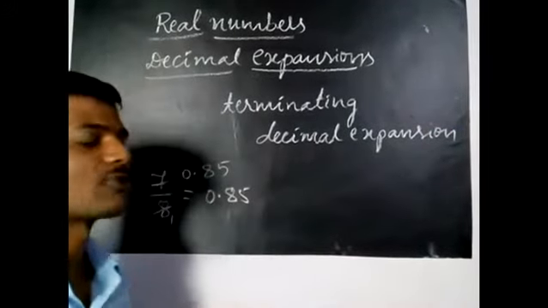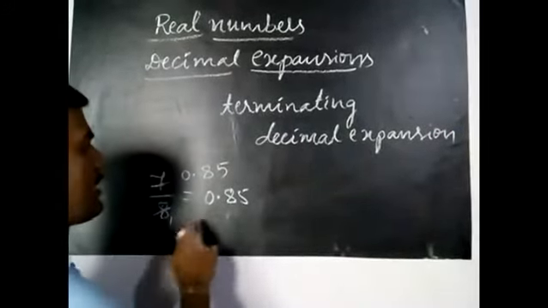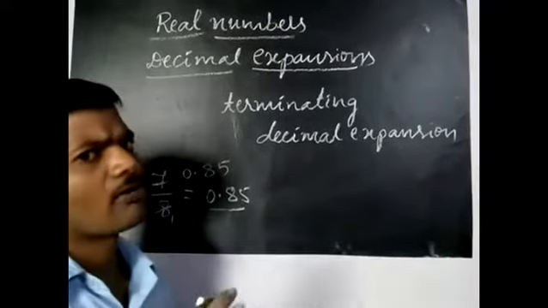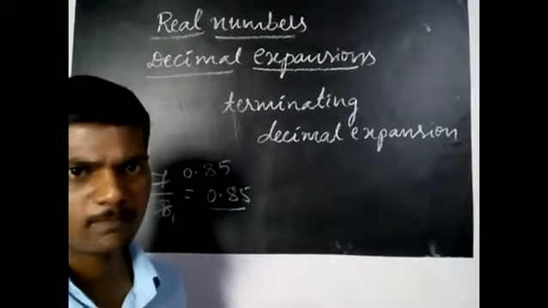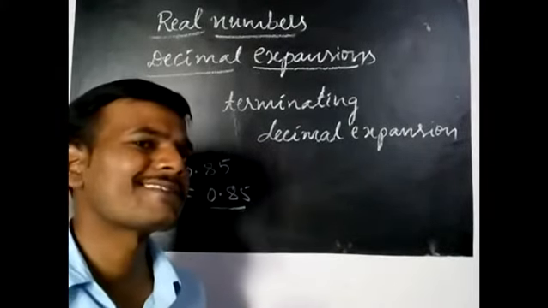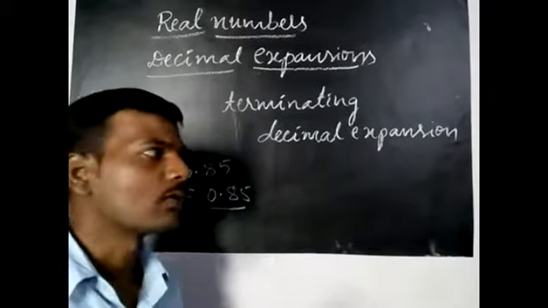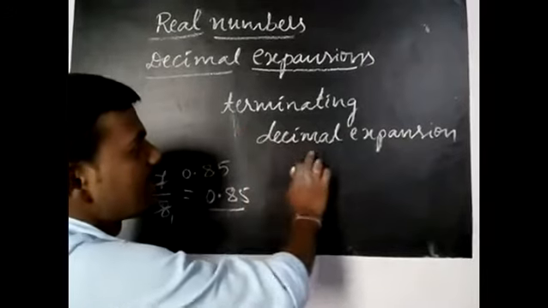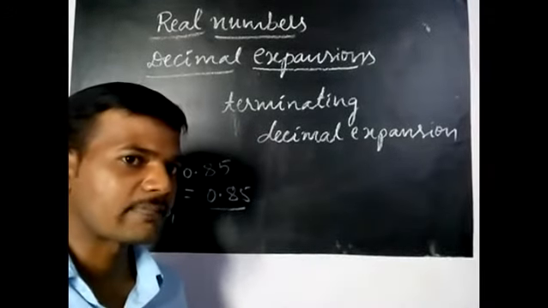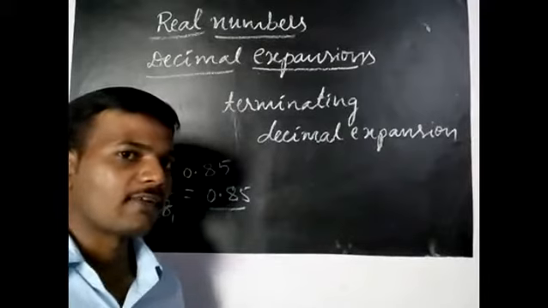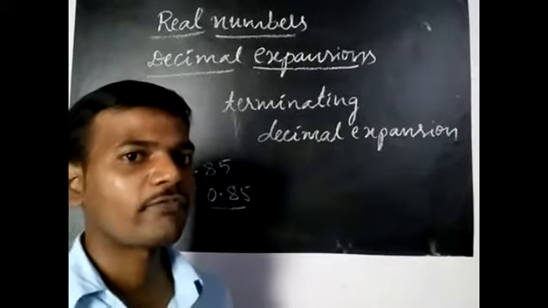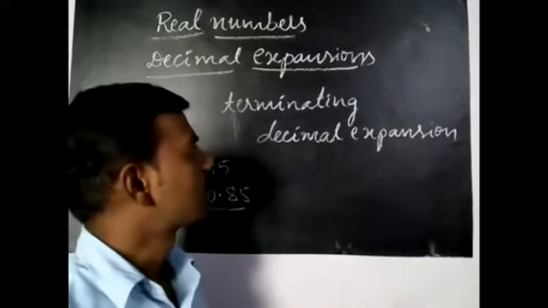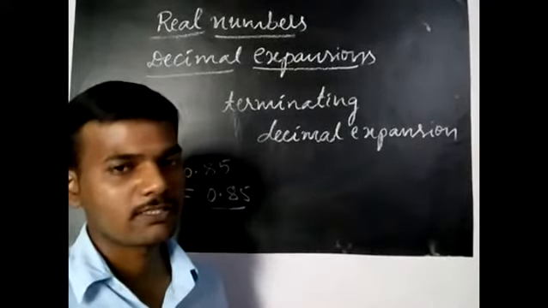Here we took 7 by 8. Its decimal expansion is 0.85. After the decimal point, there are only 2 digits, so it is finite, and the division process ends. So these kinds of decimal expansions are called terminating decimal expansions. Terminating decimal expansion means the number of digits after the decimal point is finite.